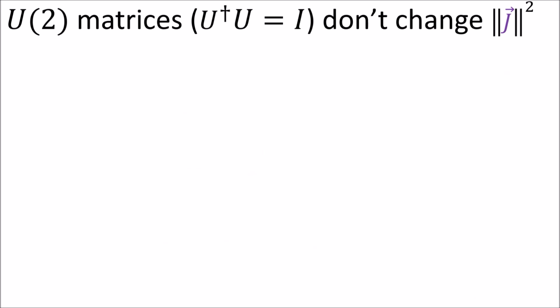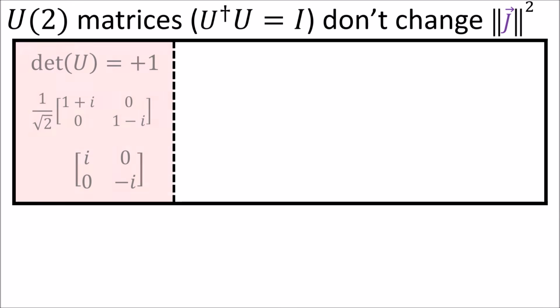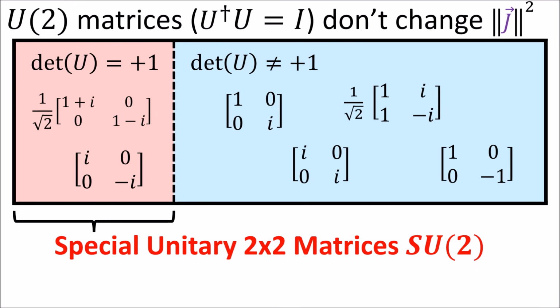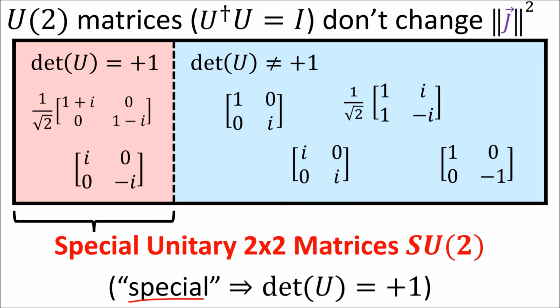The set of 2x2 unitary matrices with a determinant equal to +1 is called SU2, the special unitary group of 2x2 matrices. This is the set of matrices that rotate our Jones vectors around on this sphere of polarizations. Again, the word special means the matrices that have a determinant of +1. We'll finish this video by explaining why these Jones vectors are considered spinors.